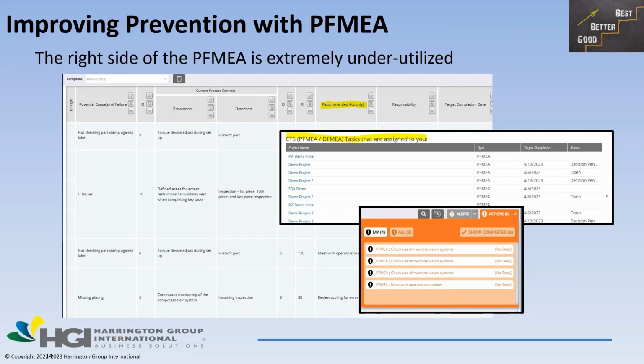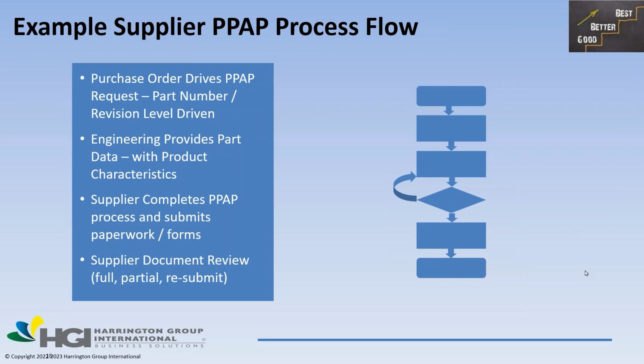So again, in a database, you can just click on it and say, show me all the PFMEA or DFMEA tasks assigned to me, and go directly to those records. Once you're in the record, you have the ability to say, show me the things assigned to me, show me all the activity going on. So again, getting out of the spreadsheet helps you a little bit.